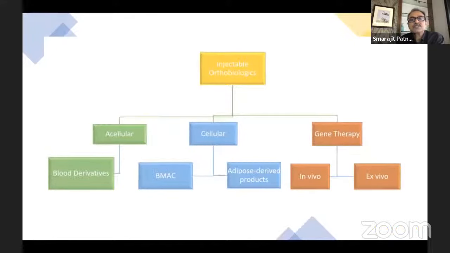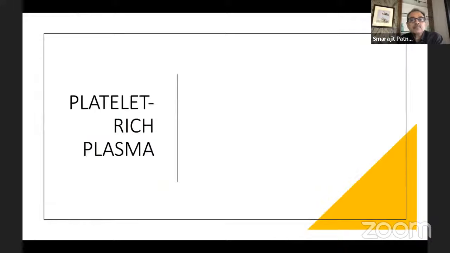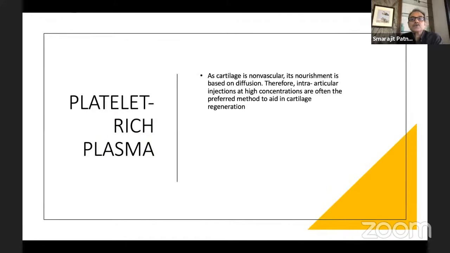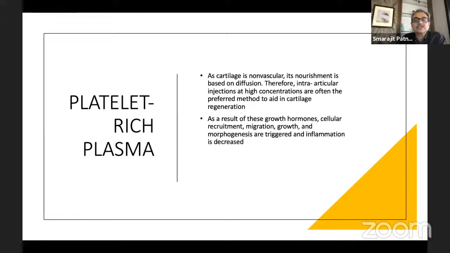So what is the spectrum of these injectable orthobiologics? There are some acellular parts which are derived from the blood. The cellular part, the stem cells, on which we still have a lot of work to be done, the BMSCs and the adipose-derived products, and the future is gene therapy. There are in vivo and ex vivo techniques. And a brief note about platelet-rich plasma. As we all know, cartilage is non-vascular. It gets its nourishment from diffusion. So a high concentration of intra-articular injections is often preferred and seen, at least at an experimental and clinical studies level, to help in cartilage regeneration.